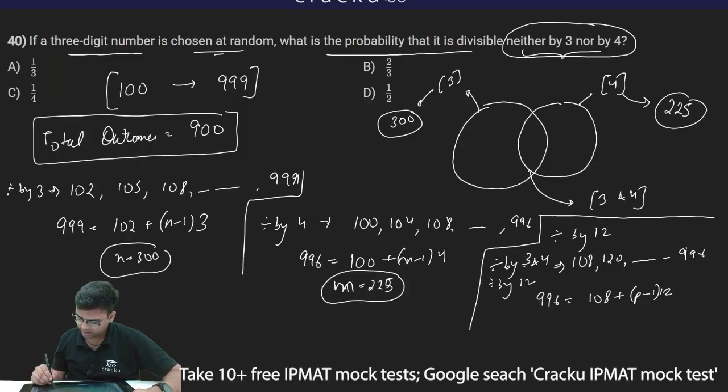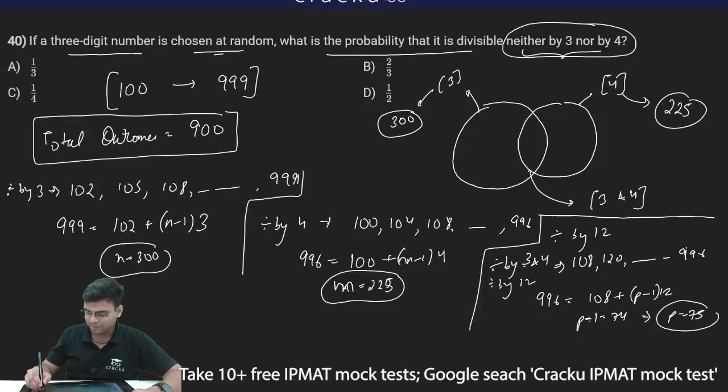So 888 divided by 12, 12 times 7 is 84, 48 left, 74. So p minus 1 will be 74, or p is equal to 75. So the numbers which are divisible by 3 and 4 both is 75. So there are in total 75 numbers which are divisible by 3 and 4 both.